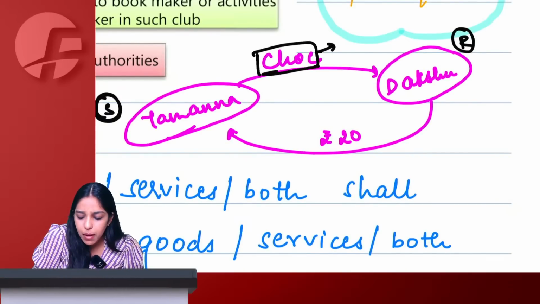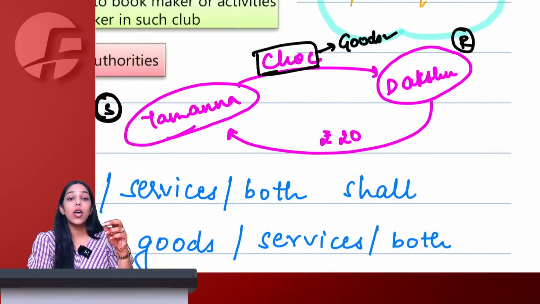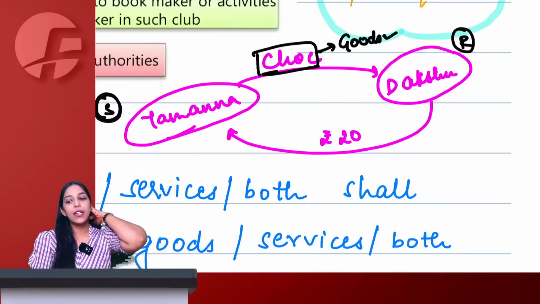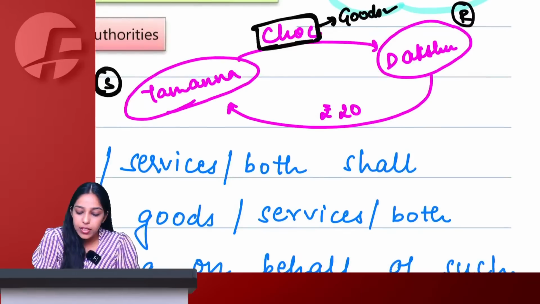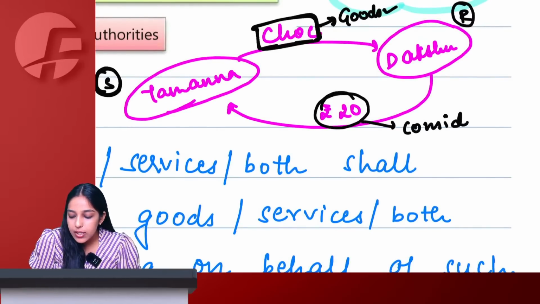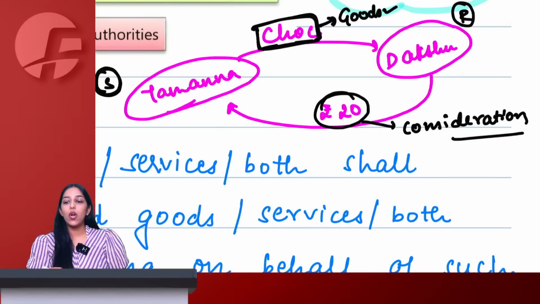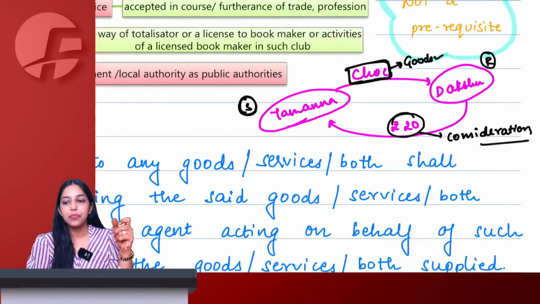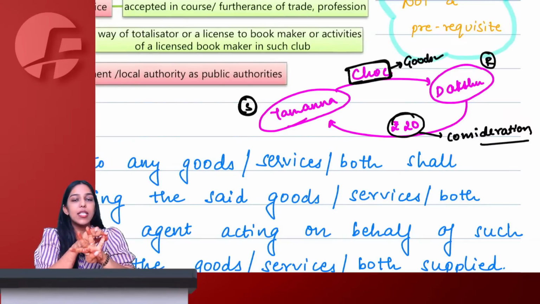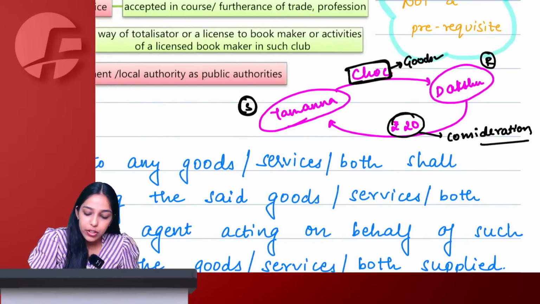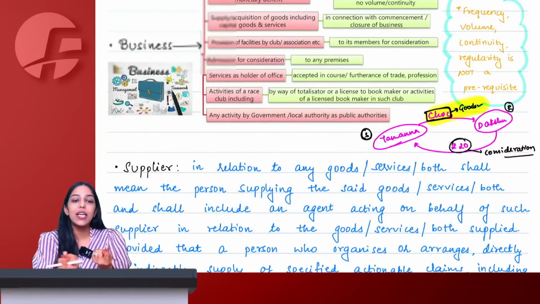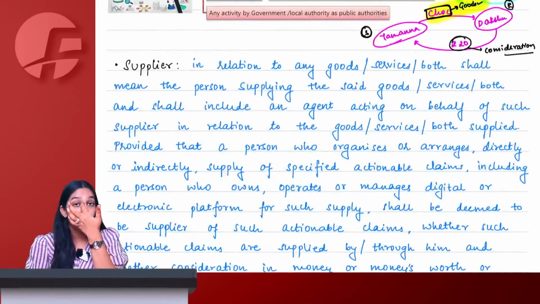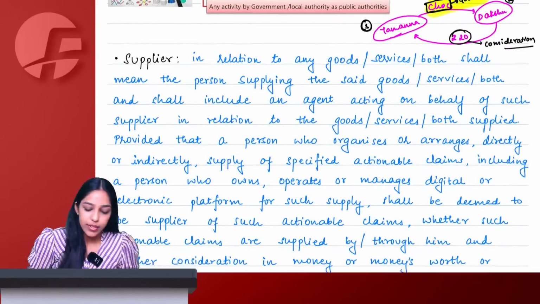And why is chocolate goods, ma'am? How did you conclude that chocolate is goods? Because goods means anything that is movable property, and chocolates are movable property. Therefore we will say that chocolate is goods. And what is 20 rupees? 20 rupees is the consideration that is paid against the supply of goods or services. Now in this case, four words are involved: supplier, recipient, goods and consideration. I've already explained to you what is goods. Now we need to understand who is a supplier, who is a recipient and what is consideration. If we understand this, then automatically an entire transaction will be covered and all the terminologies used in a transaction will be clear to us.